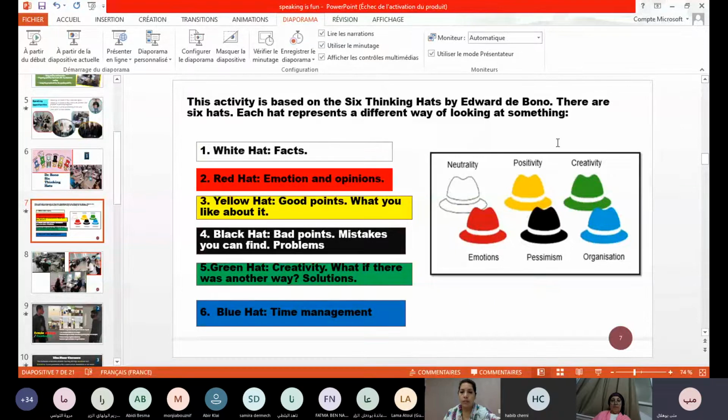The red hat is for the emotions and opinions. The yellow hat is for the good points, what you like about it. The black hat for the bad points, the mistakes you can find, the problems if you like. The green hat for creativity, what if there was any other way or what are the solutions suggested. And the blue hat about time management and organization.